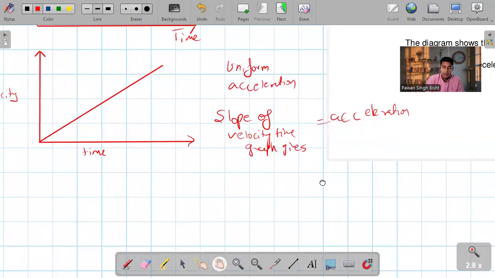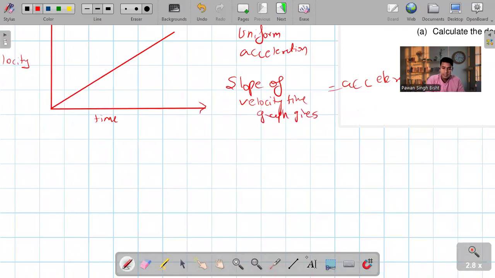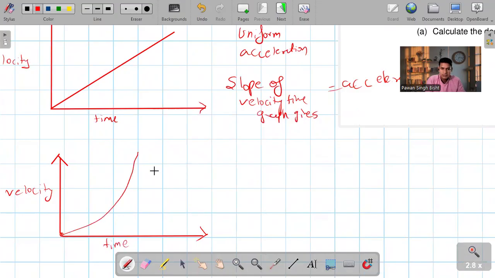Okay, right. Next, same conditions are there if we have a y-axis and x-axis. This is y-axis and this is x-axis. So this is velocity time graph, this is velocity, again y-axis, and this is time. And if the graph is going like this, you understand that this is non-uniform acceleration. Here we are talking about that formula, v minus u upon t gives acceleration. So slope of velocity time graph gives acceleration.